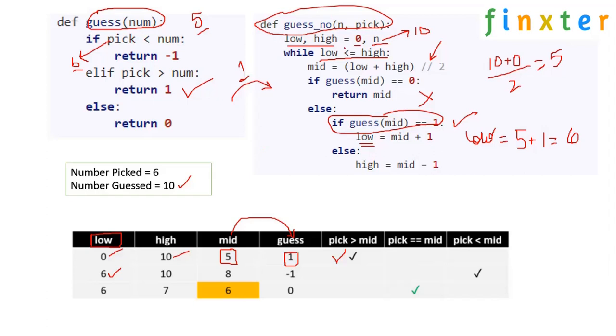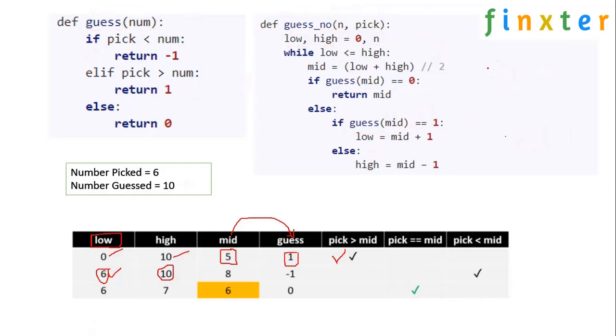But before that, we have to check: is the value of low less than or equal to the value of high? And yes, it definitely is, because low at this point of time is 6 while high is still 10. So we can now move inside the while loop and once again find the value of mid. Let me clear out the screen so that I can explain what happens in the next iteration.